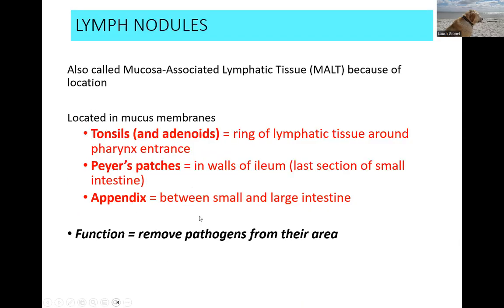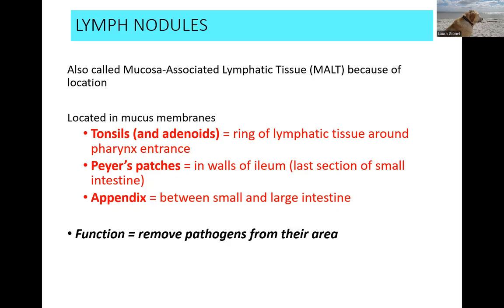Okay. Lymph nodules, also called the mucosa-associated lymphatic tissue because of their locations, right? So these lymph nodules, examples, are going to be, or this MALT tissue is going to be your tonsils, those Peyer's patches we just looked at, and your appendix. We haven't looked at that yet.